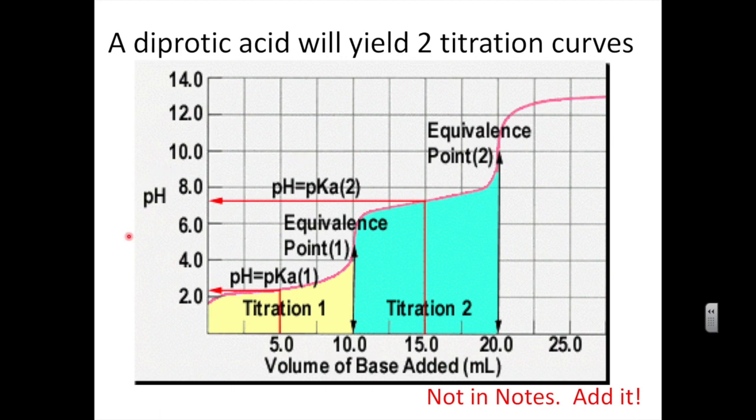Now, a diprotic acid has 2 protons to give. So since it has 2 protons to give, it will have 2 different equivalence points. For this reason, we don't usually use diprotic acids for titrations because we get 2 points and it's hard to find 2 different data points off of this. But it is possible, and this is what you would see. For a triprotic acid, you would see 3 equivalence points.